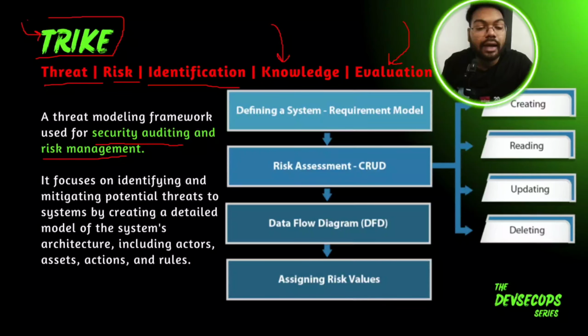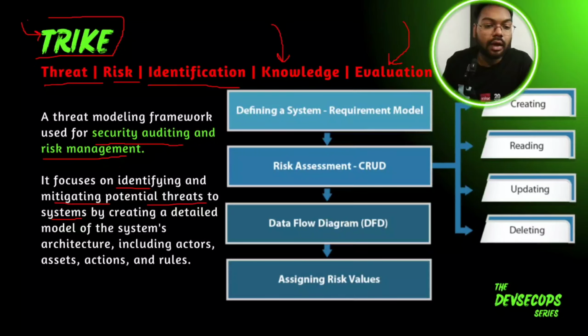So what does TRIKE do? It focuses on identifying and mitigating potential threats. Once you have added your findings to the knowledge base, you have to evaluate certain things on it and then devise certain plans to safeguard against those potential threats. So that's how you mitigate them. Resolving, adding controls or minimizing the risk is also called mitigating these particular risks.